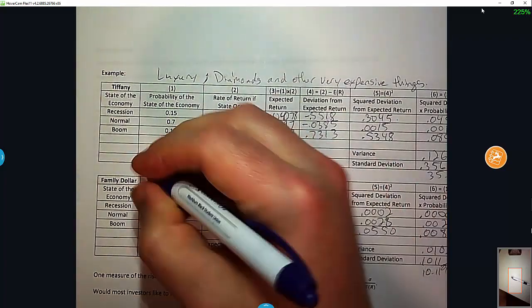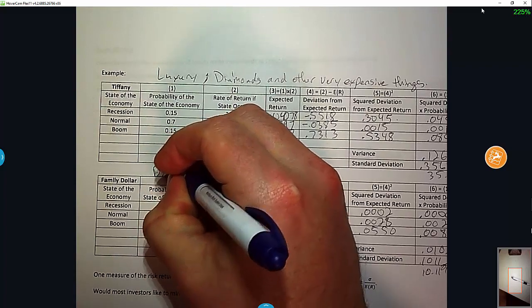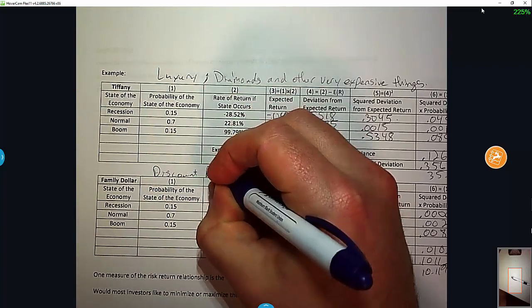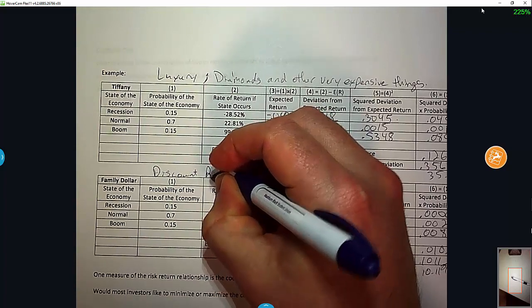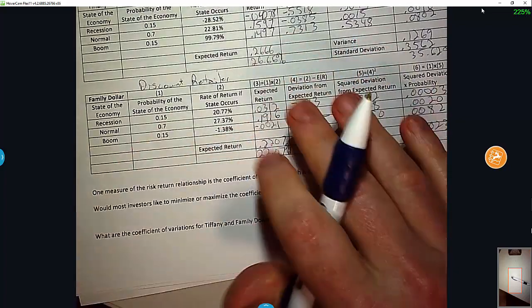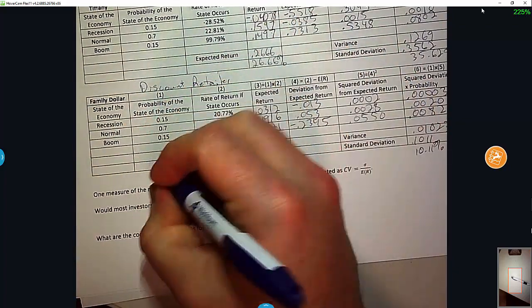If we were to categorize these companies, Tiffany, like I said, is a luxury company. They sell a lot of diamonds and other very expensive things. Family Dollar does not sell expensive things. They are a discount retailer. They sell consumer staples, the stuff we just use day in, day out, at a discount price. So Tiffany is considered a pro-cyclical company, or a cyclical company.